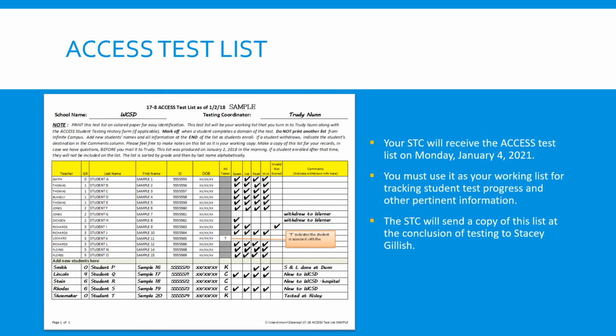You will receive your Access test list on Monday, January 4th, 2021. You must use it as your working list for tracking student test progress and other pertinent information. You will send a copy of this list at the conclusion of testing to Stacy Gillish.